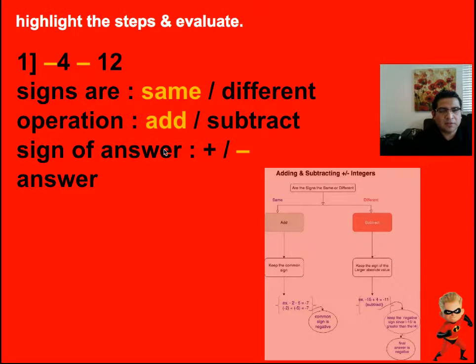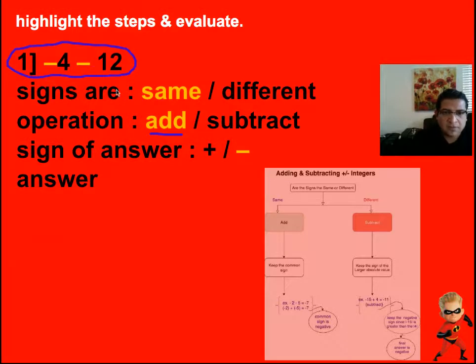Okay, go ahead and write this down. Pause the video. That way you can get some practice. So write down this question here. And then try to get familiar with how to determine what the signs are, determine the operation. We're going to add them, and the sign of the answer is going to be negative, right? We're going to add them and keep the common sign.